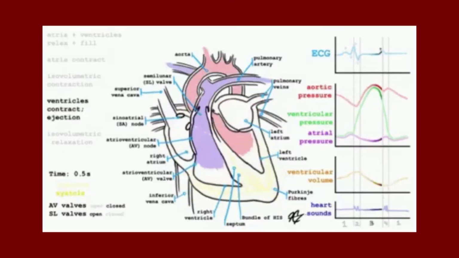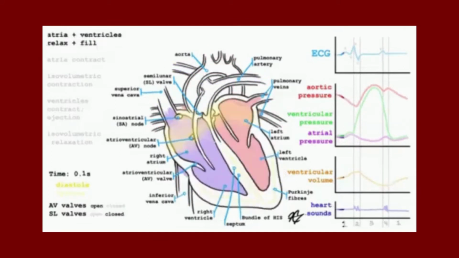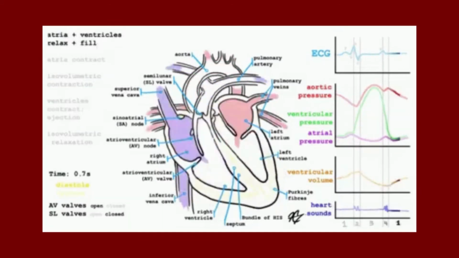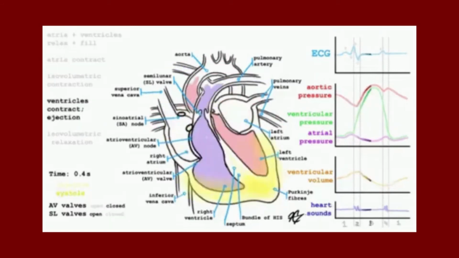A heartbeat contracts and relaxes. When it contracts, blood goes into the vessels, which gets pumped to the lungs and body. When the heart relaxes, the heart gets filled with more blood coming from the upper chambers.